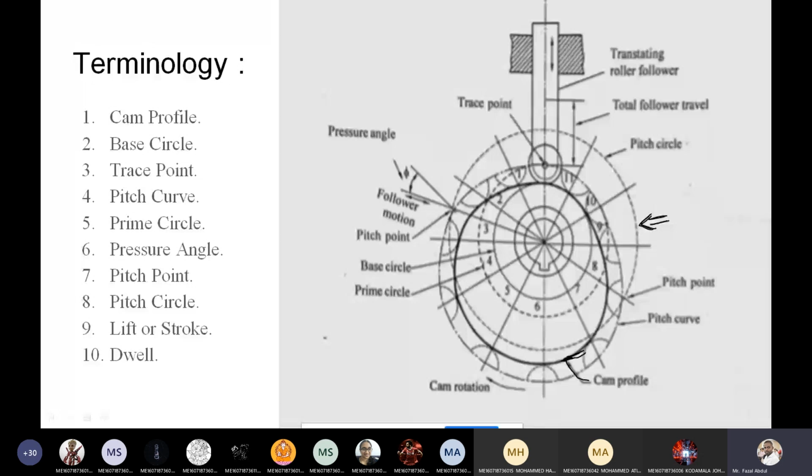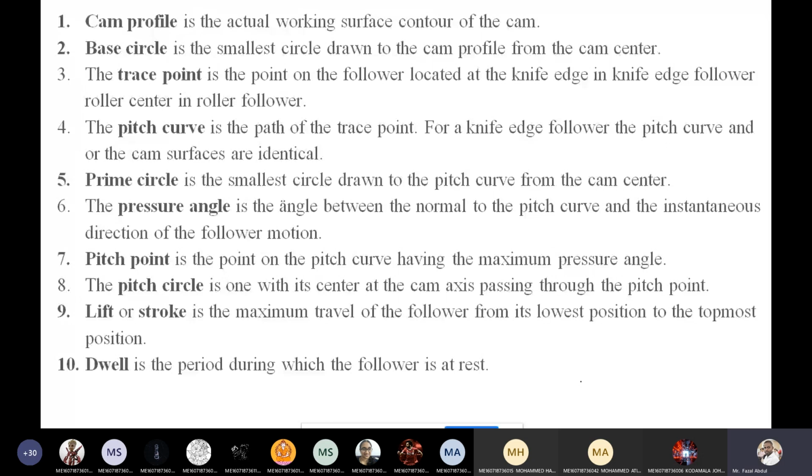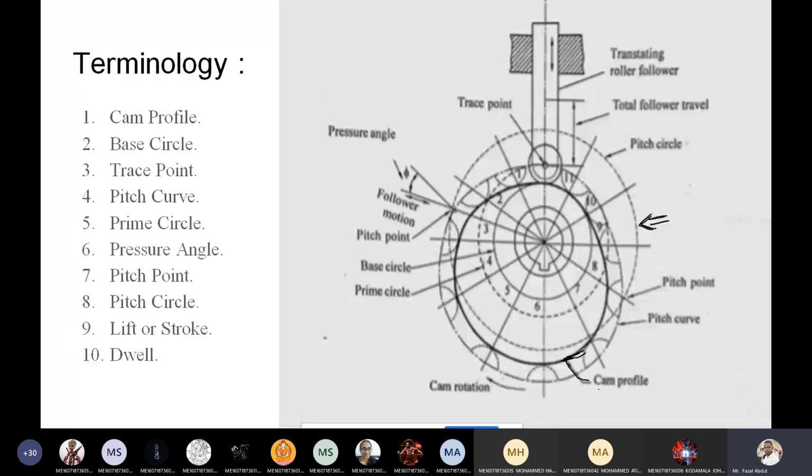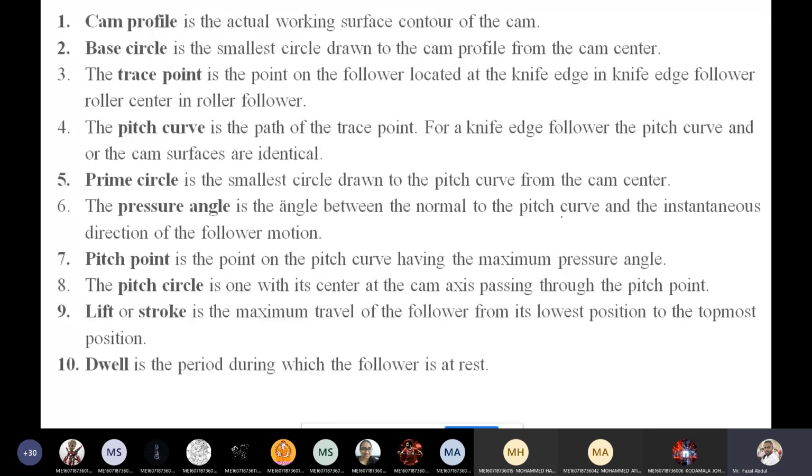Okay, base circle. Base circle is the smallest circle drawn to the CAM profile from the CAM center. So see here in this diagram, this is the base circle. With this base circle only, the entire diagram is going to be constructed. It is the smallest circle drawn to the CAM profile from the CAM center.